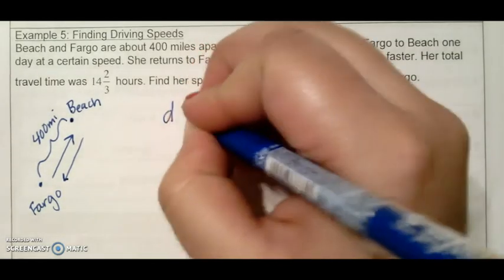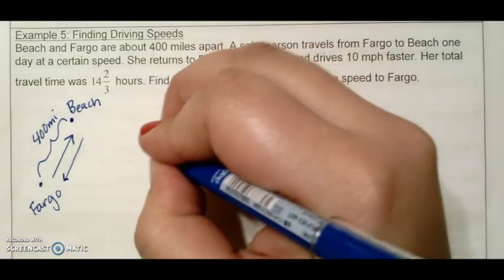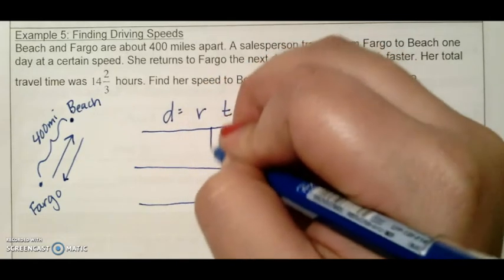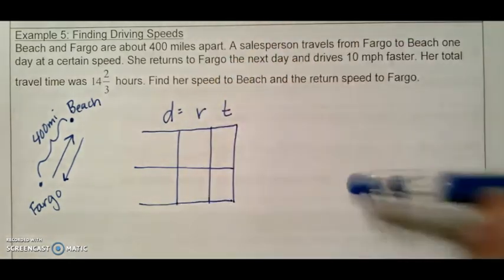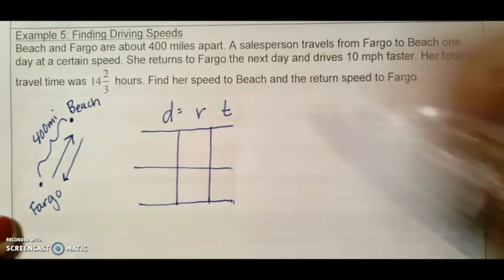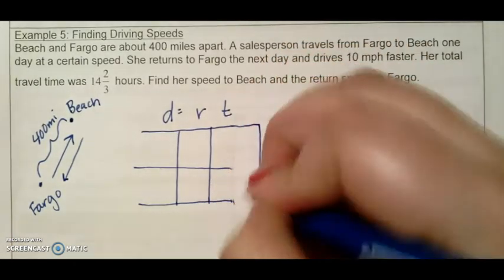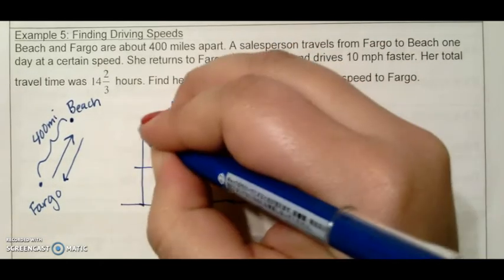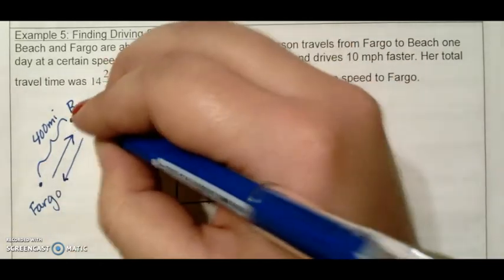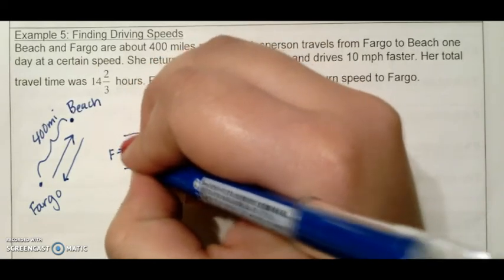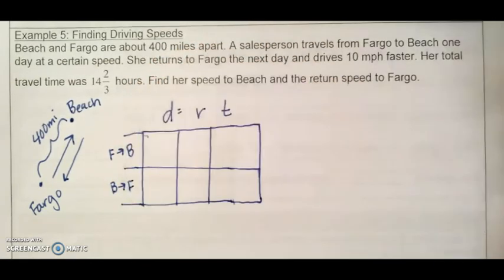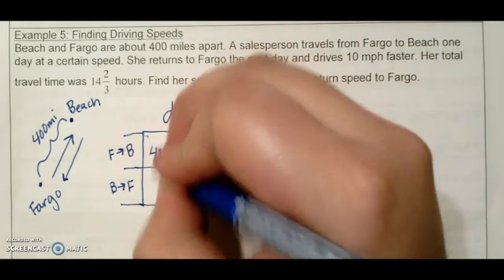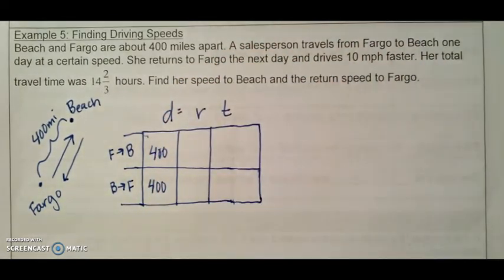So I always set up distance equals rate times time. And then I'm going to set up my 2 trips. I'm probably going to need a little bit more space than that. Maybe something more like this. Okay. So my first trip is from Fargo to Beach, and then the second trip is from Beach to Fargo. Distance, well, we know the distance between them is 400 miles. So that's pretty easy to fill in there.